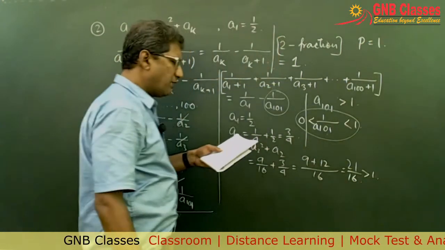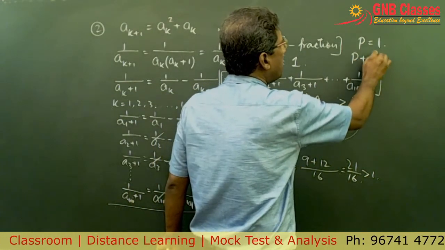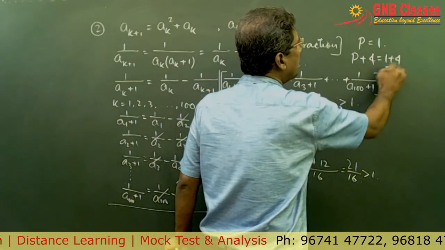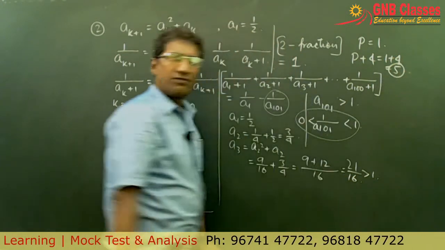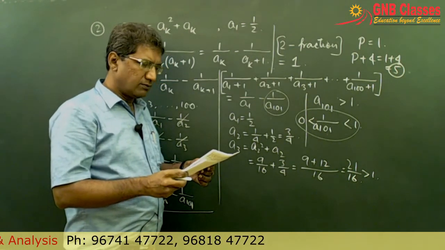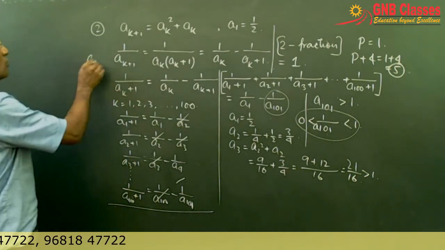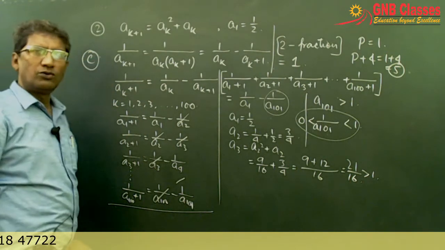Therefore, they have asked us to find out the value of p plus 4. So p plus 4 will be nothing but 1 plus 4, which is nothing but your 5. Is it clear to all of you? Now, therefore, your option C is correct. Option C is correct for question number 2. Okay?